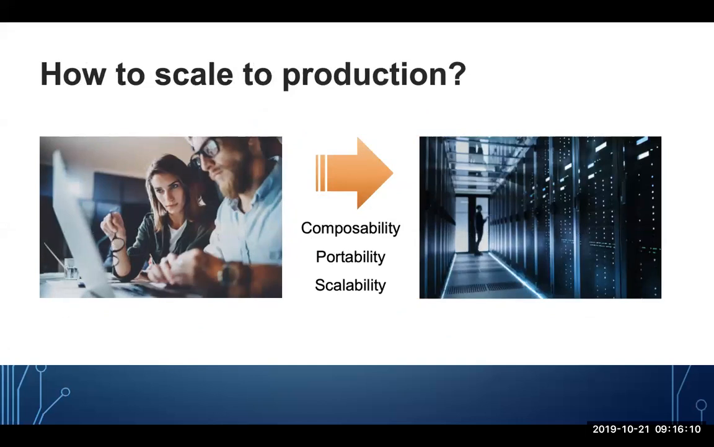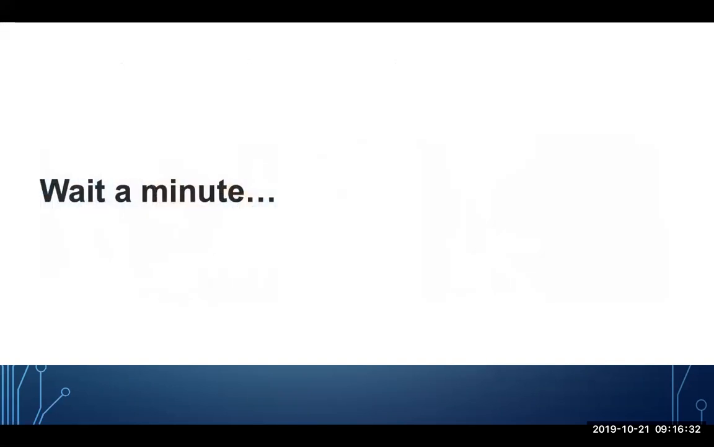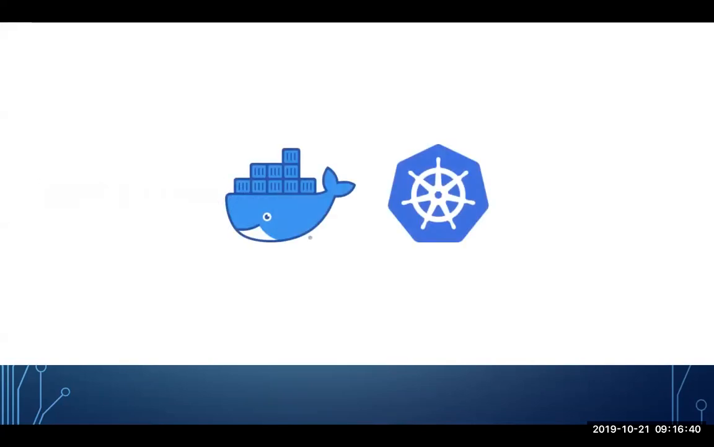So what is now the magic ingredient to be able to scale from this laptop experimentation environment to basically the production enterprise environment? And many people talk of the three parts of composability, portability, and scalability. So wait a minute. When we look at those three, haven't we solved them already in one way or the other in the IT over the last couple of years? And this is exactly why we introduced and are using so successfully nowadays containers and Kubernetes.